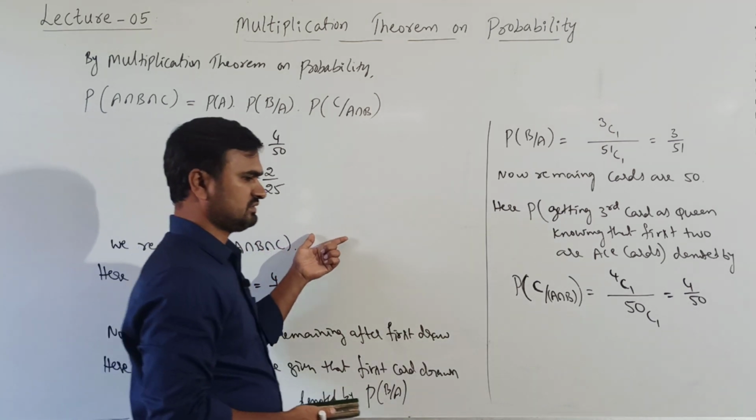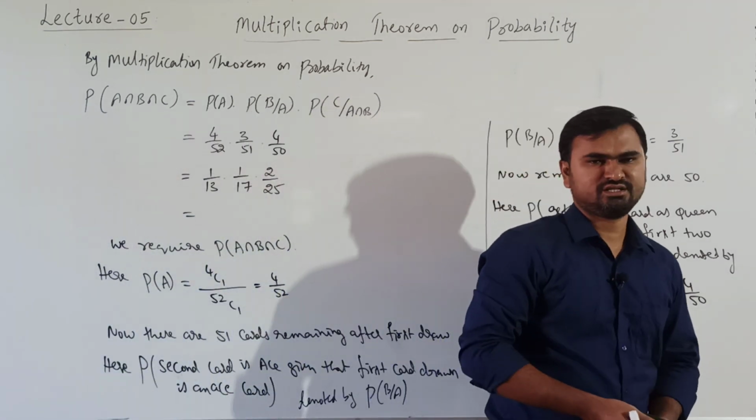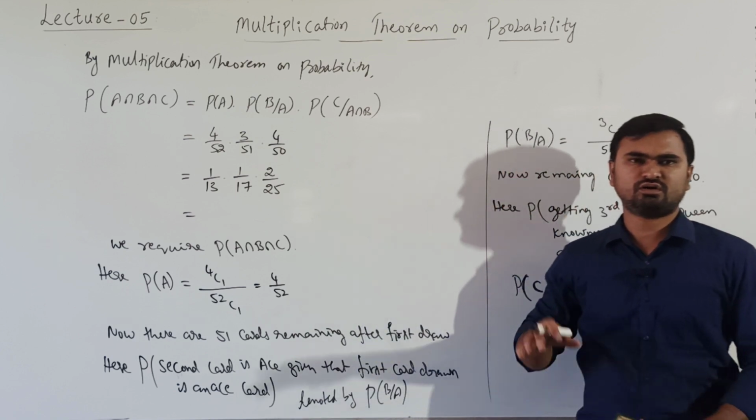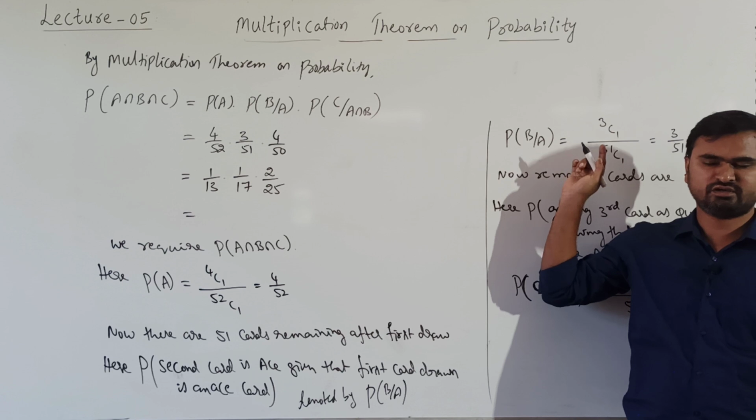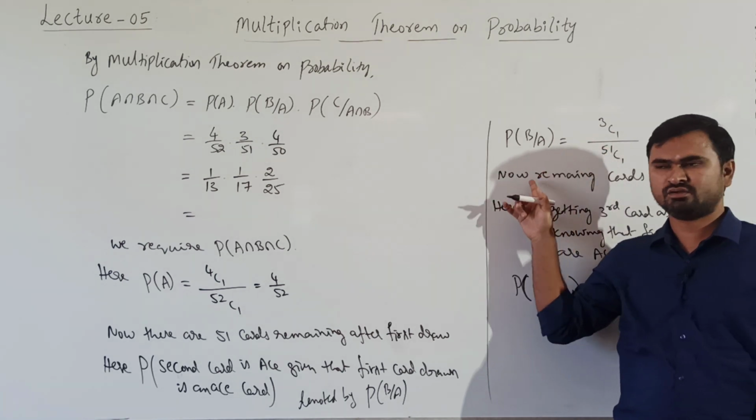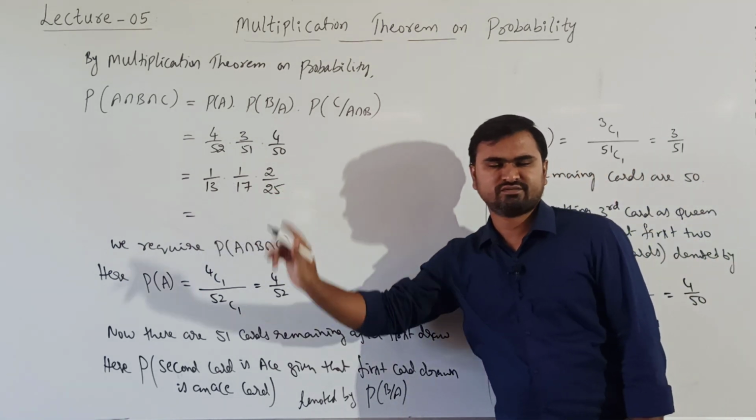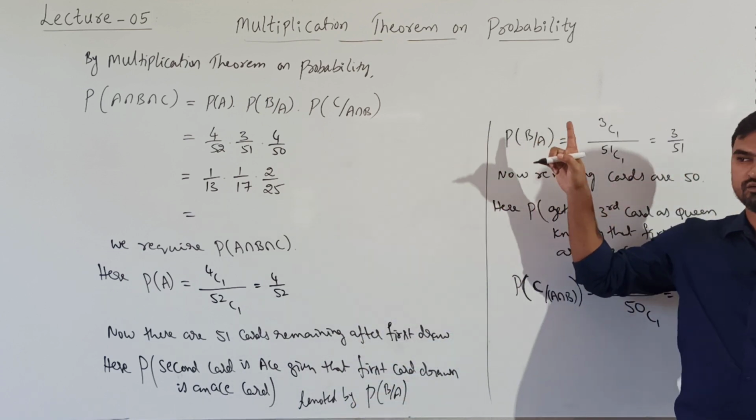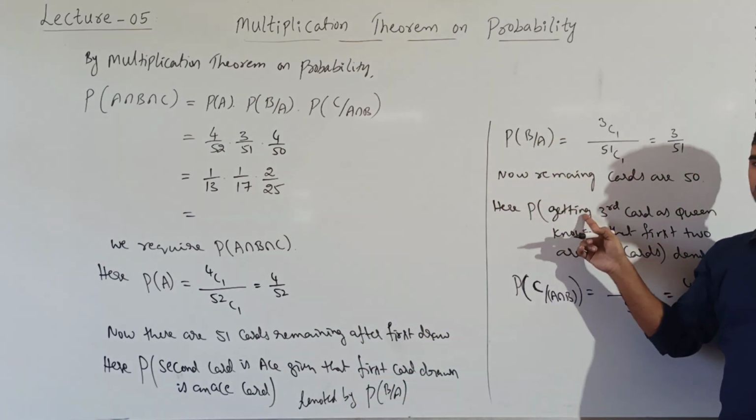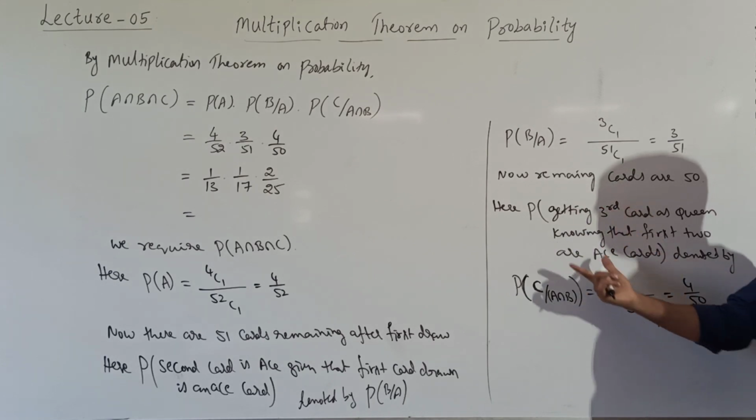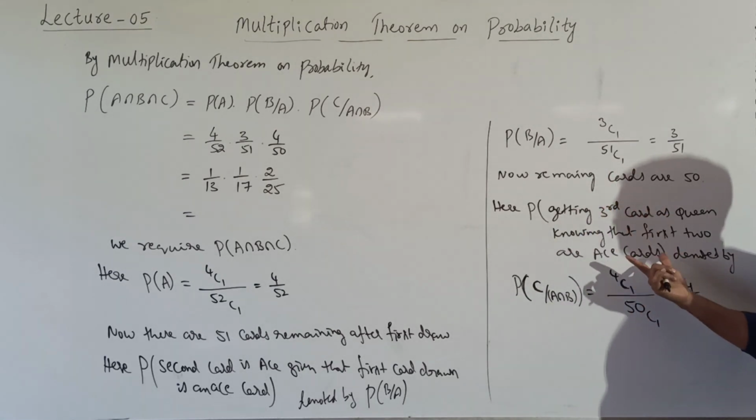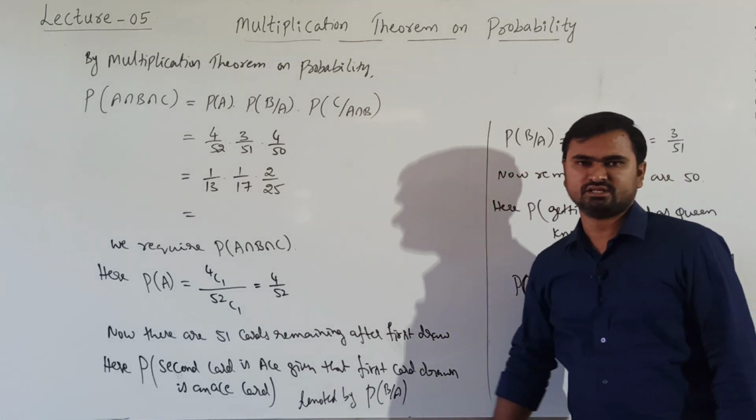So we are applying the multiplication theorem for finding the probability of occurrence of all the 3 events, first, second and third. Okay. So whenever we are finding the probability of the second event, we have to consider that the first event has occurred, and when we are finding the probability of the third event, we have to consider that the first two events have already occurred. So we are applying this conditional probability here for the multiplication theorem. Okay.